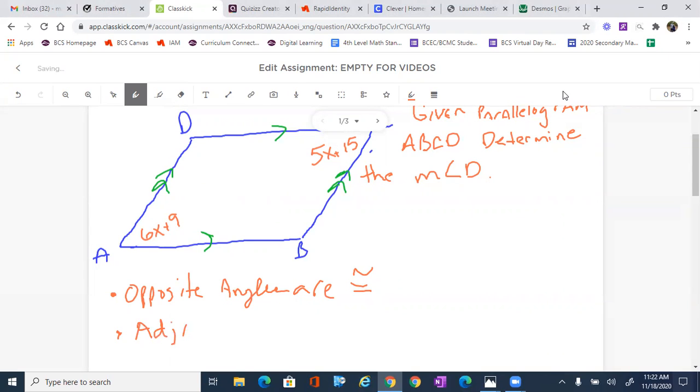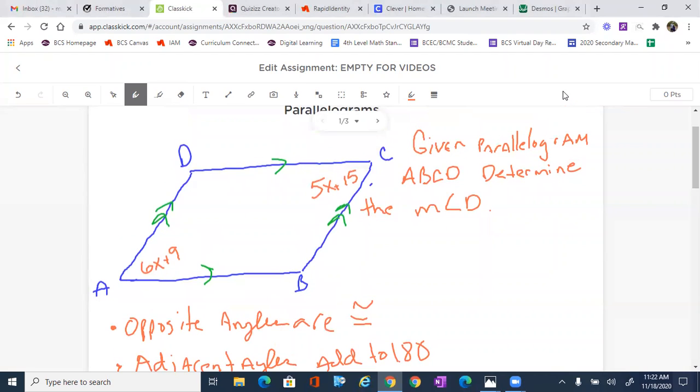Okay, and then adjacent angles add to 180 degrees. So let's write that down. Adjacent angles add to 180 degrees. That would mean that A plus D is 180 degrees. Okay, but because opposite angles are congruent, that means that A and C are equal to each other.